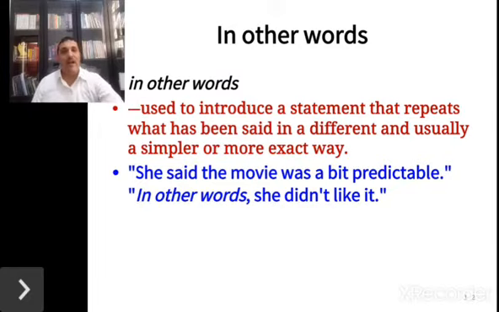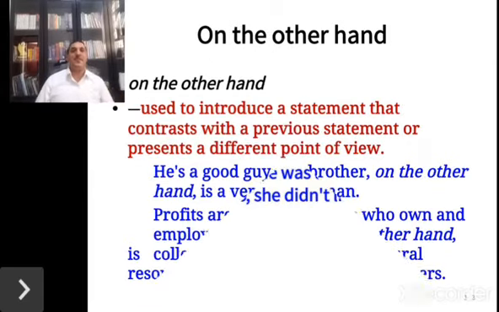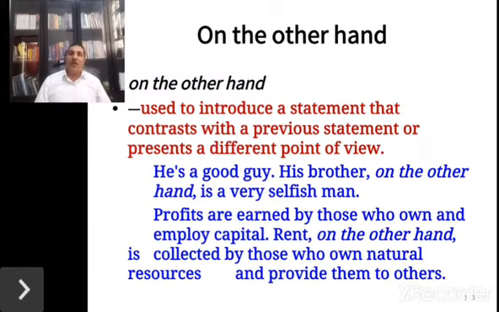Here we have "on the other hand," and sometimes they might use "on the one hand... and on the other," but let us take it as it is here. It can be used to introduce a statement that contrasts with a previous statement or presents a different point of view. Here: contrast, opposite, not similar. In other words, we are expressing the same idea with different words, but on the other hand, we are giving opposite ideas. First, I give an idea, or I give a person, and then I give a different idea.